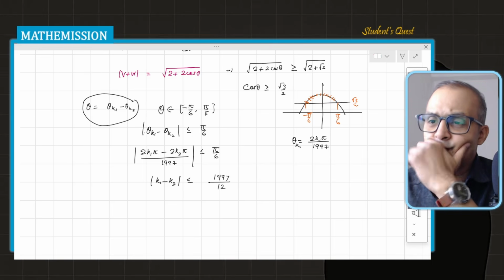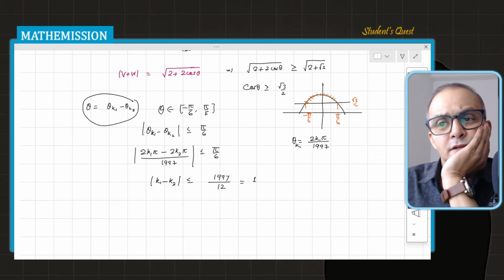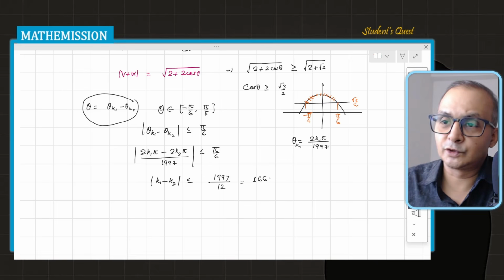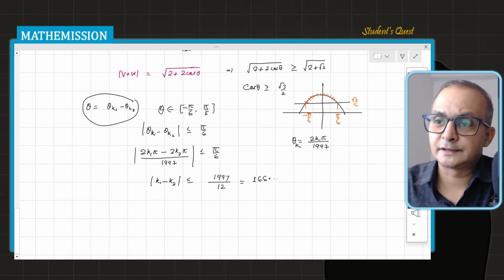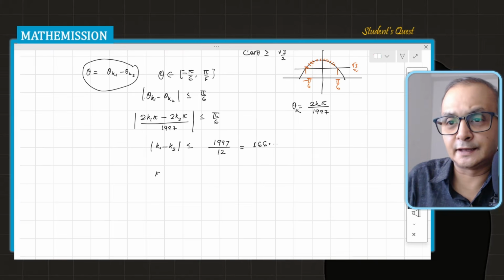And 1997 by 12 is what? Let's find it out. It's 1, 79, so 6, and again 77, so 6. So it's approximately 166 point something, but since we are looking for integer values, I can take that k1 minus k2.